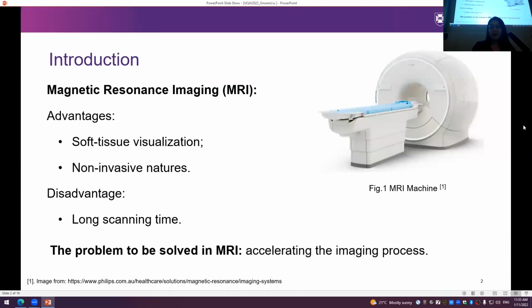Yeah, so you probably know about MRI, which is really good because of its soft tissue visualization and it is non-invasive in nature. But if you have experienced MRI before, you probably know that MRI is really slow. It takes a long time to acquire a single MRI image. So the main problem to be solved in MRI is to accelerate the imaging process.